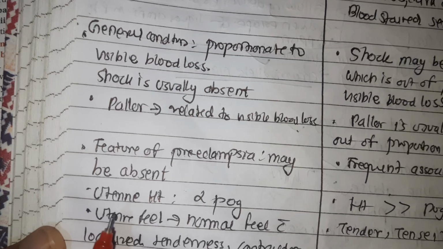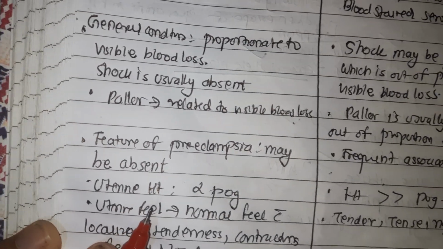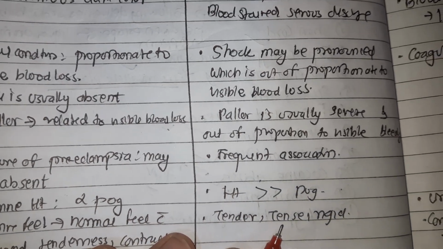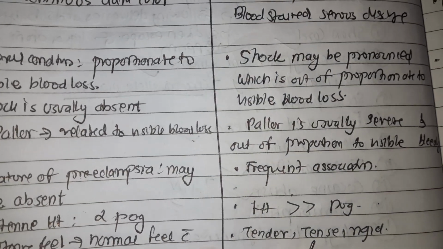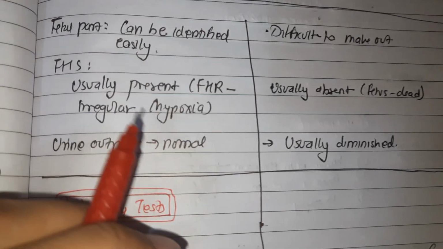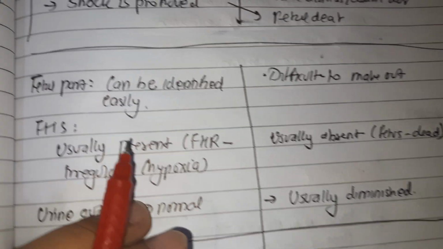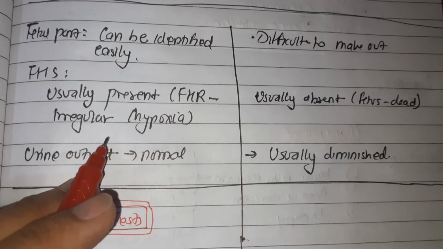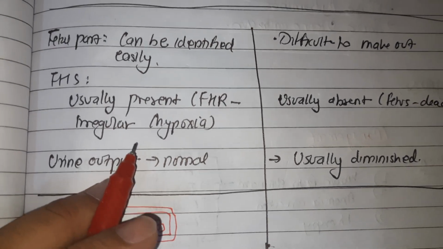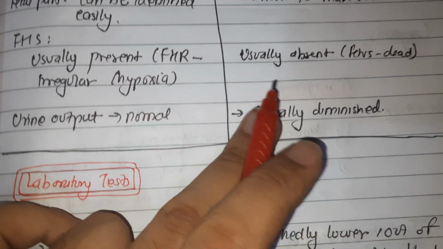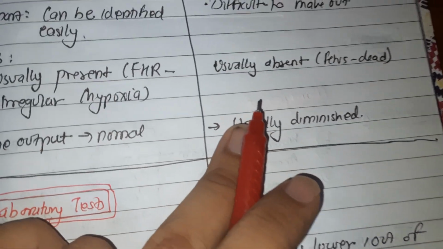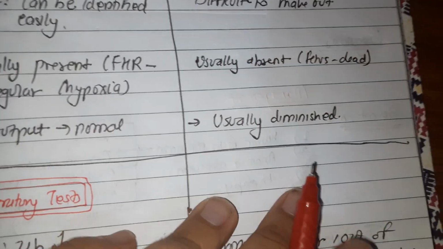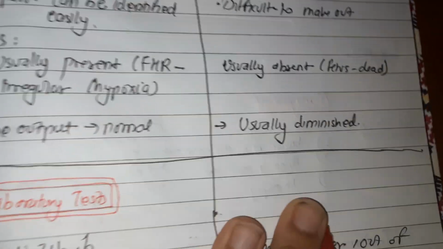In the revealed type, the uterine feel is normal, with localized tenderness and frequent contractions of low amplitude. In the mixed type, the uterus is tender, tense, and rigid. The fetal parts can be identified very easily in the revealed type, but it is difficult to make them out in the mixed variety. The fetal heart sound is usually present but irregular due to hypoxia in the revealed type, and usually absent in the mixed variety as the fetus is already dead. Urine output is normal in the revealed type and usually diminished in the mixed. So the mixed variety is the more dangerous type.